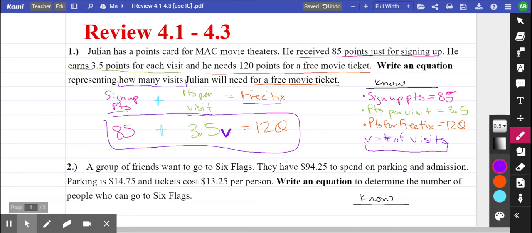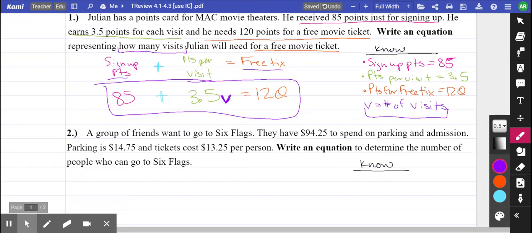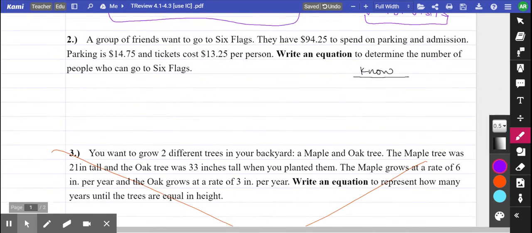We wrote out the equation. That's all I've asked of you to do. Remember, if you solve for this and get it correct, you get extra credit.